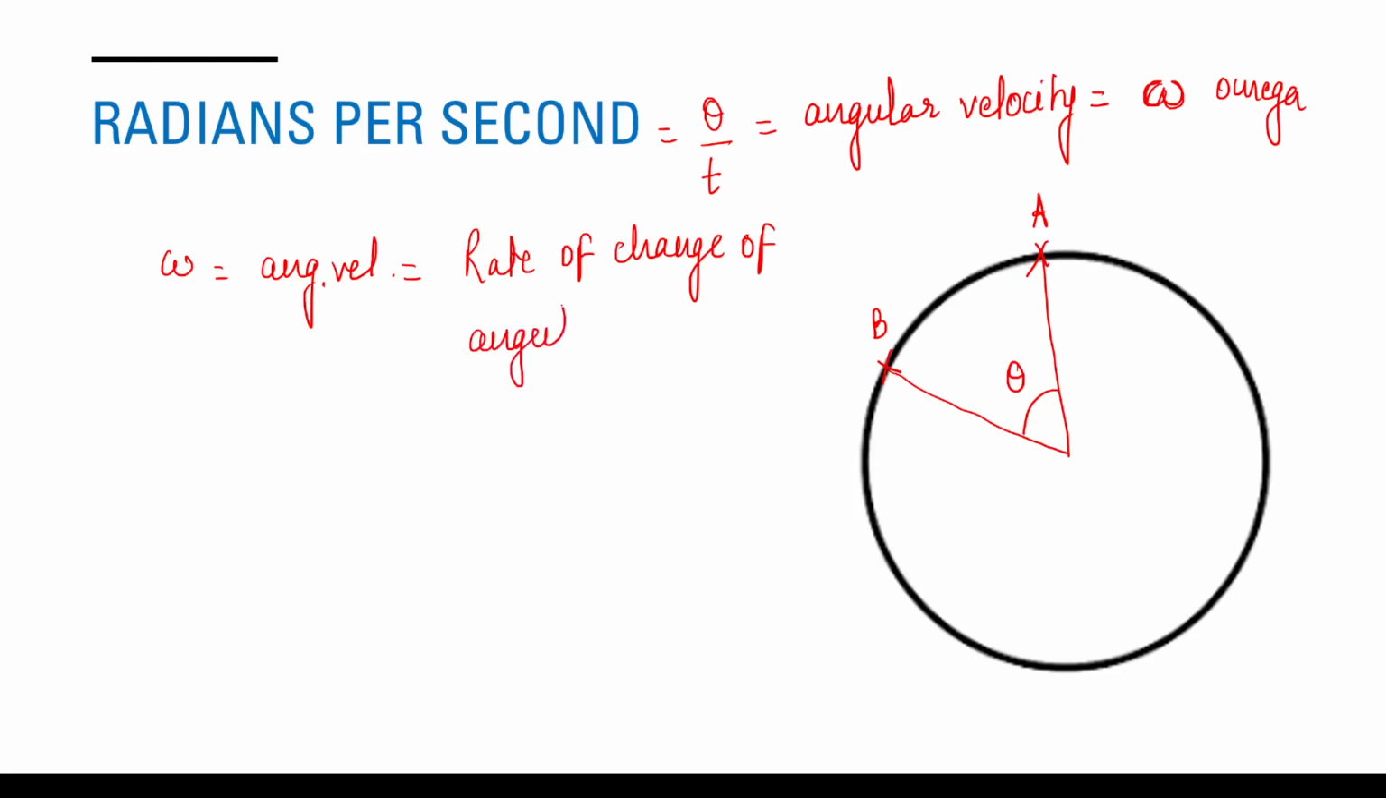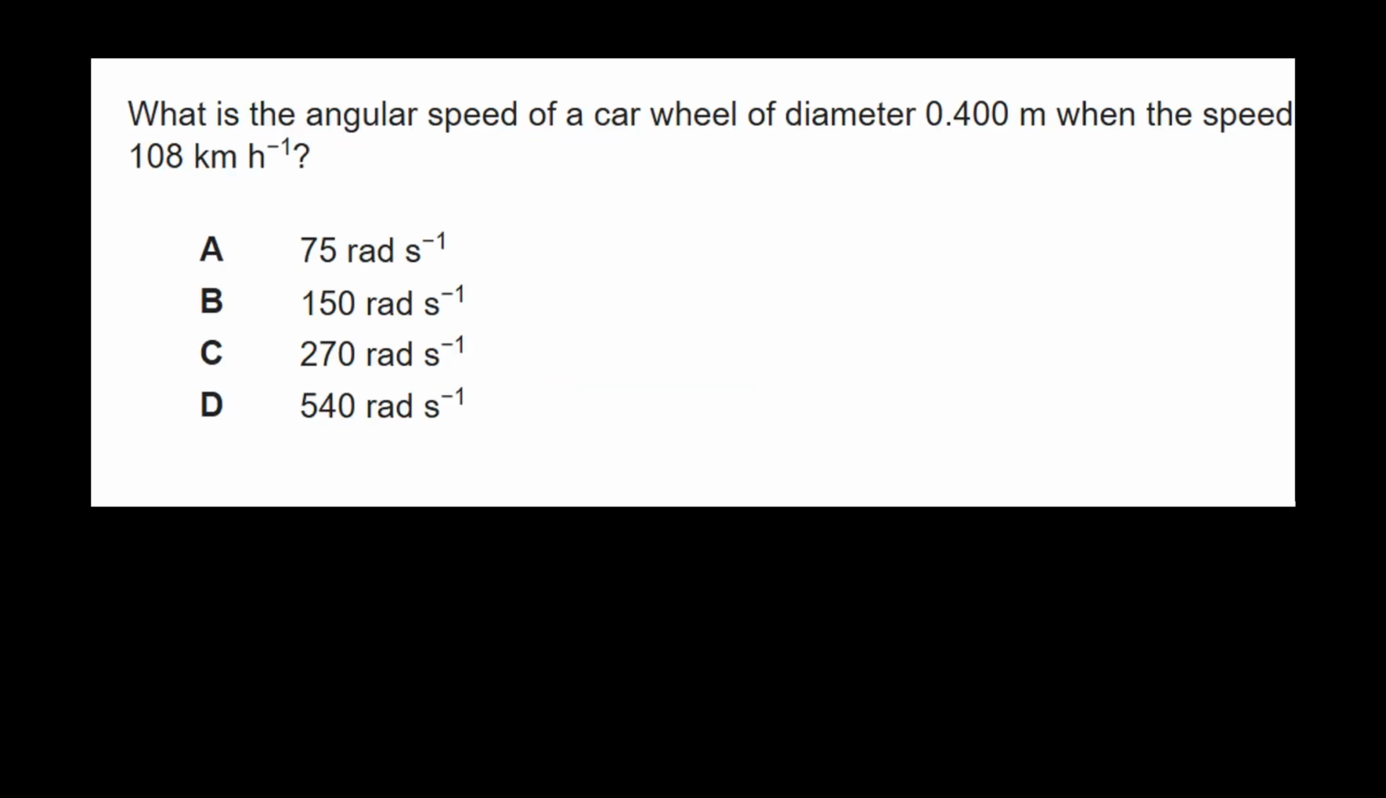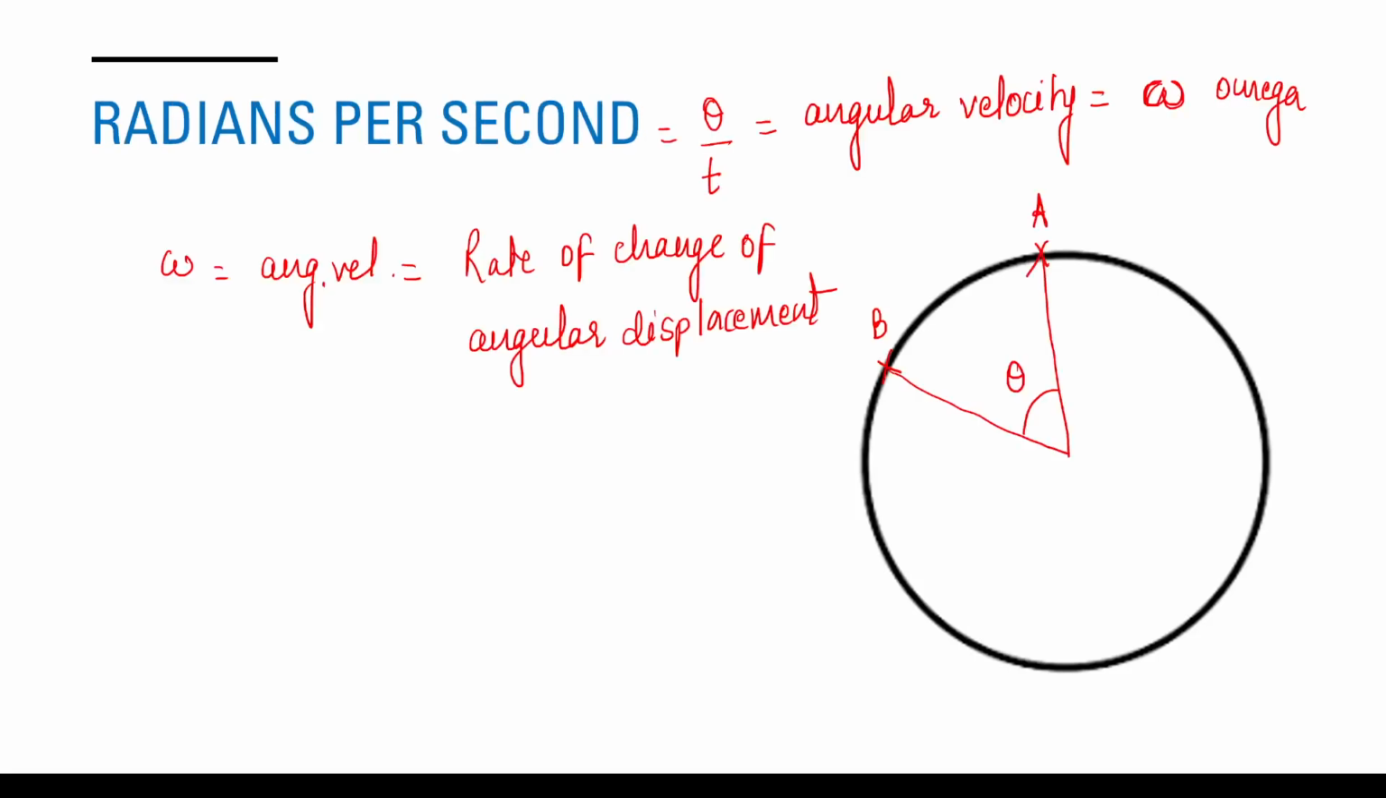And what is angular displacement? Angular displacement is theta, and distance or displacement, anything would do in this case. So let's go back. What will be the unit for angular velocity? Angular velocity is theta over t. Theta is in radians, so it is measured in radians per second.